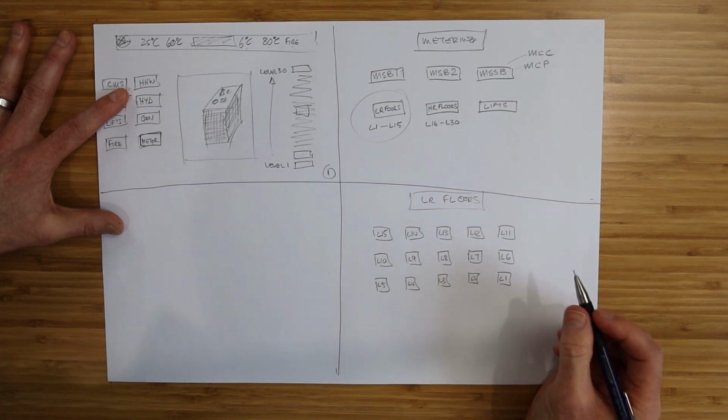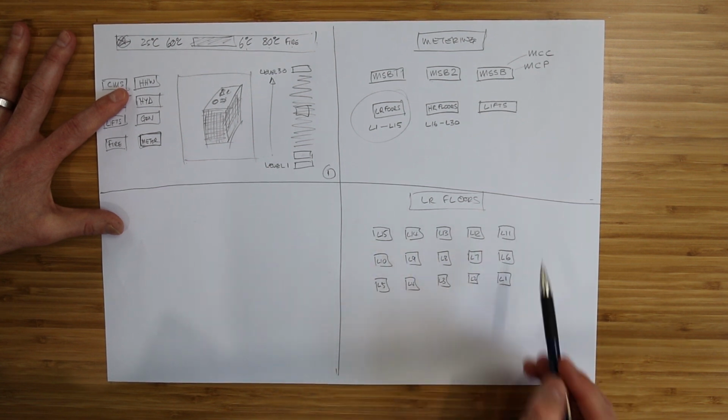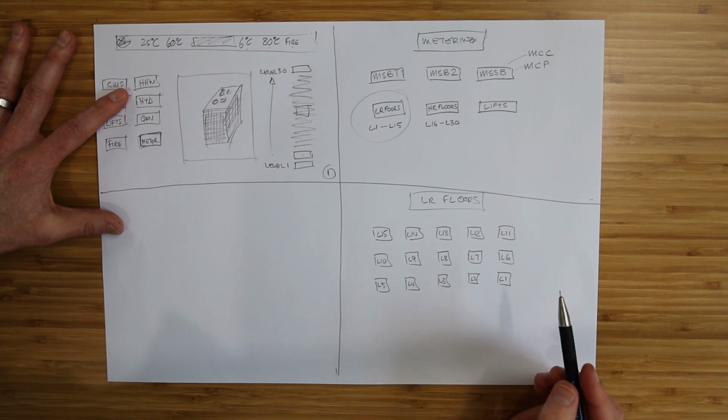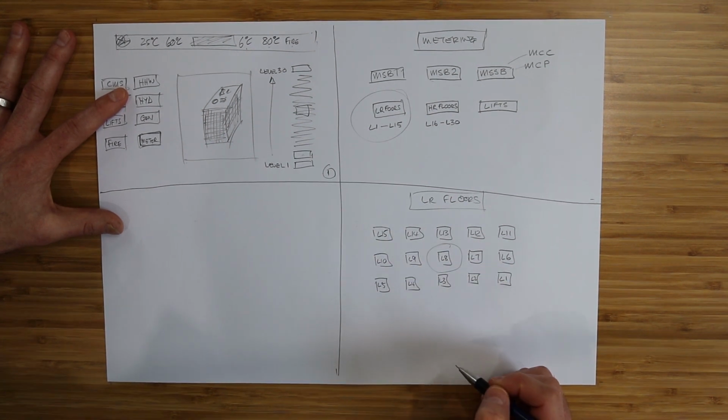Now once you've clicked through to the low rise floors BMS graphic for metering, there's normally buttons for each of the floors. So let's say for example the operator wants to go and look at the power consumption for lighting and power on level 8. They would click on the button for level 8, and then the graphic would open to provide the more detailed metering information for level 8.